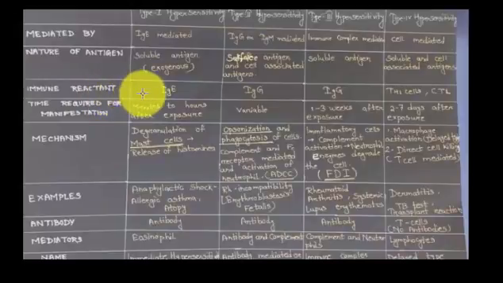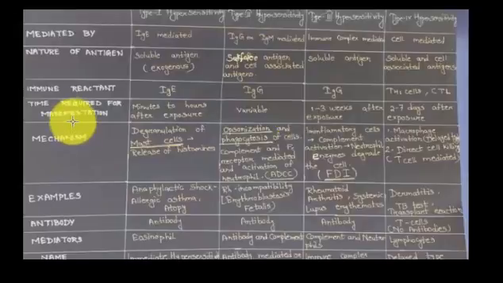Immune reagent means the reagent which causes the reaction. So in type 1, IgE immunoglobulin causes the reaction. In type 2, IgG. In type 3 also IgG. And in type 4, as we have discussed, it is a cell-mediated process. So the cells, particularly the T helper cells and the cytotoxic cells, are involved in the reaction.